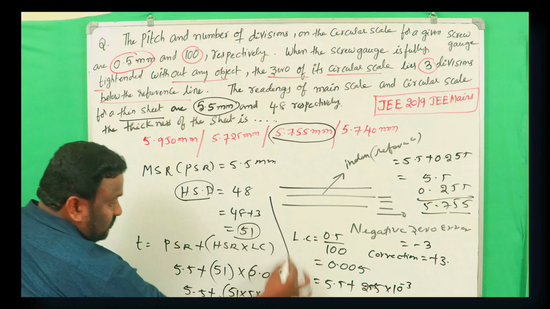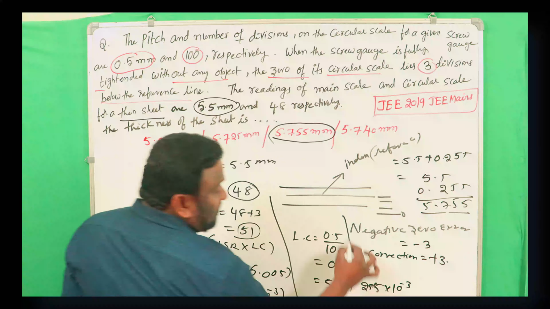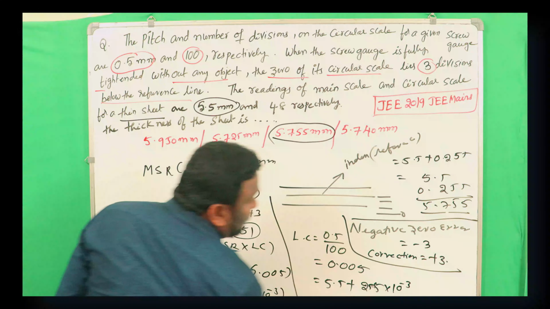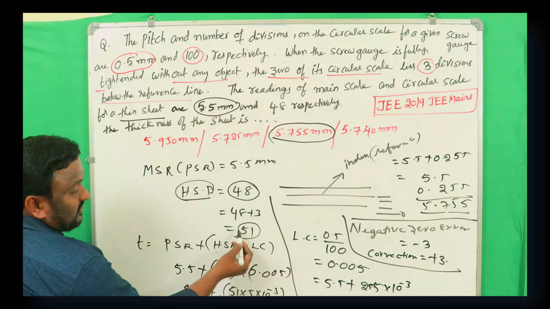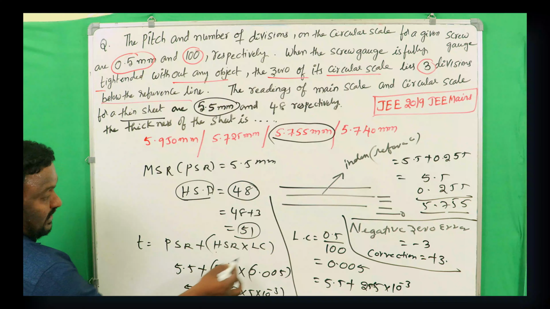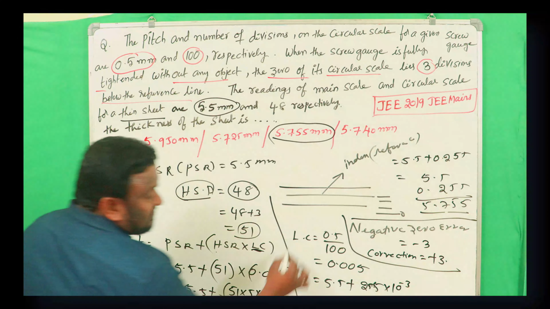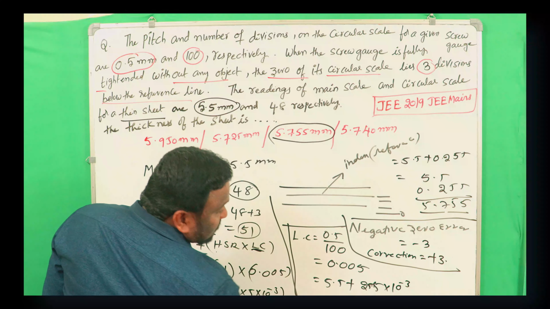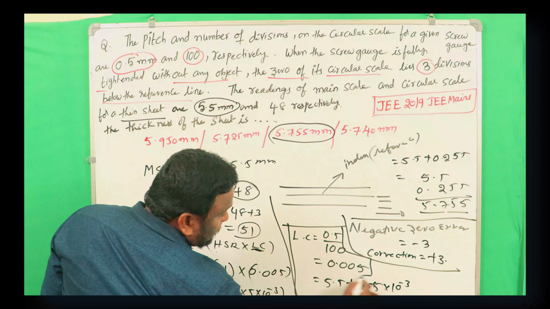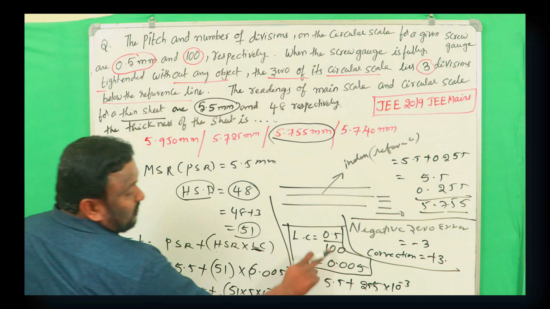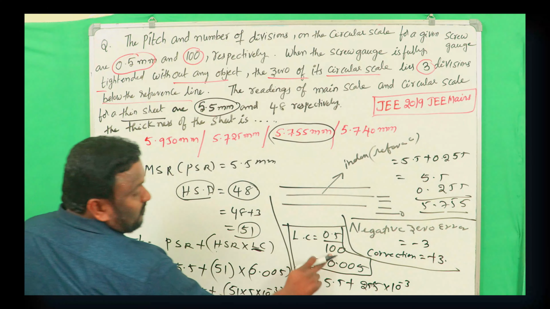So first thing is PSR plus HSR into LC. Already observed is 48. How much error is there here? Error is -3. Correction is +3. Then 48 plus 3, 51. And we have to find out the LC. What is the LC here? This is the LC. Pitch of the screw by number of head scale divisions. This one 0.5 by 100.